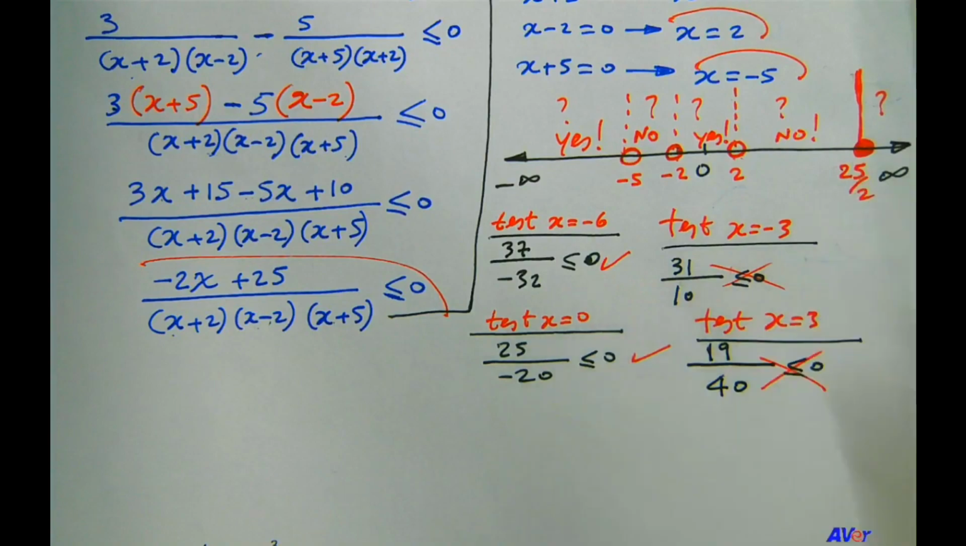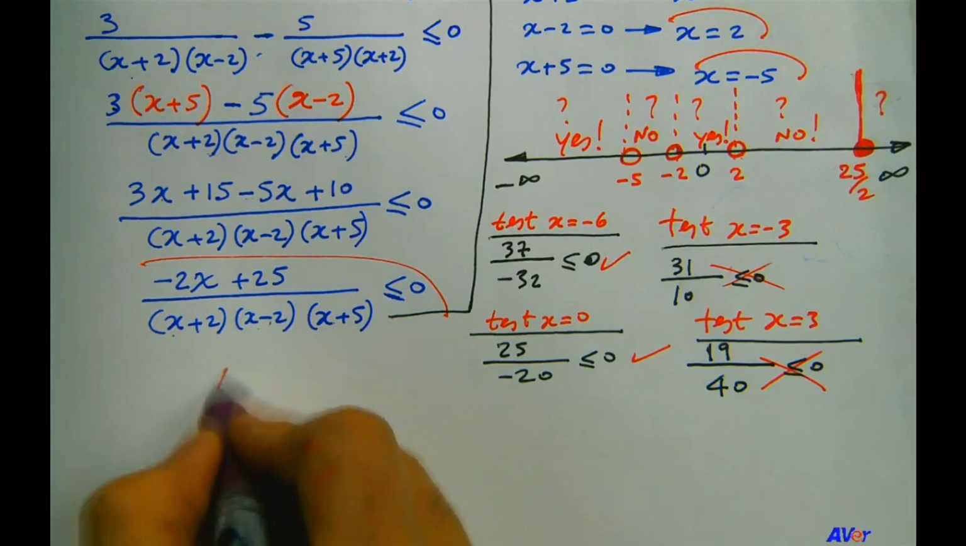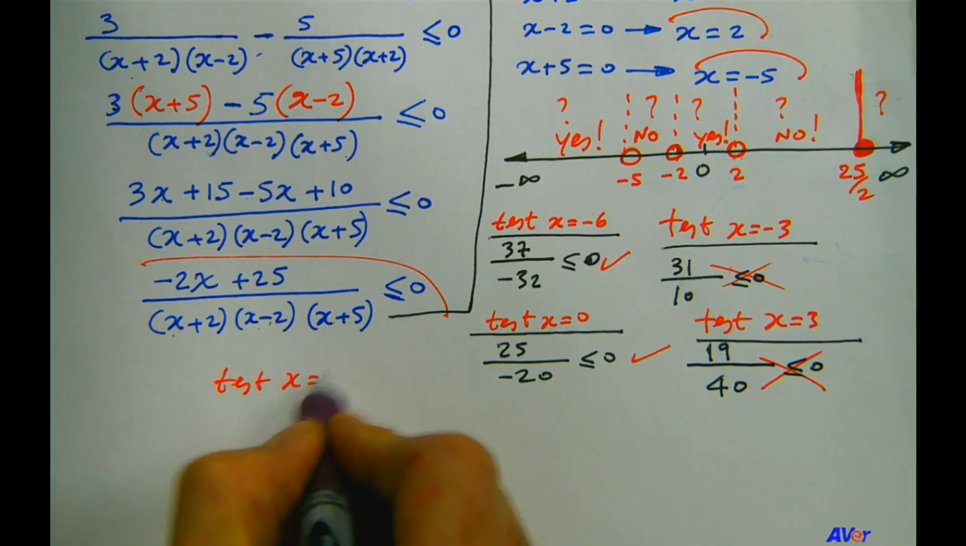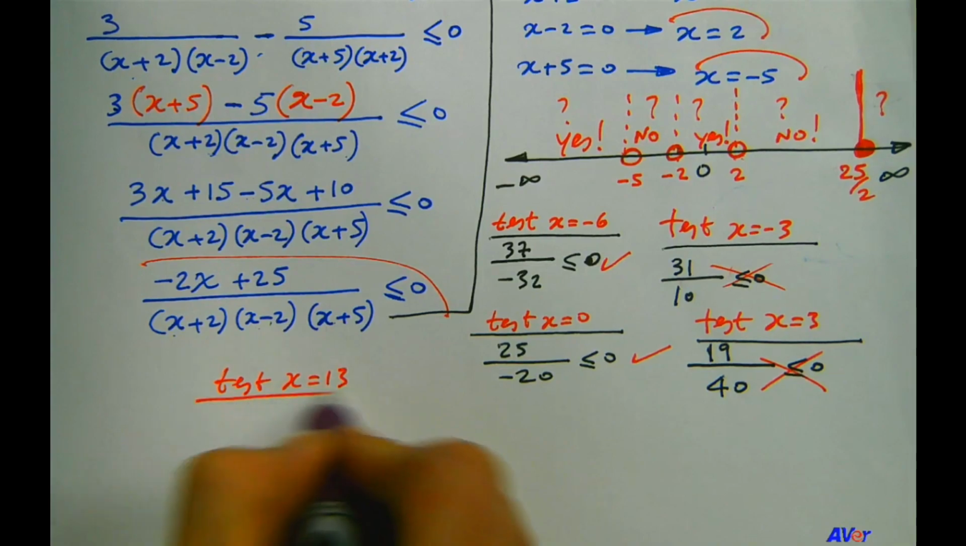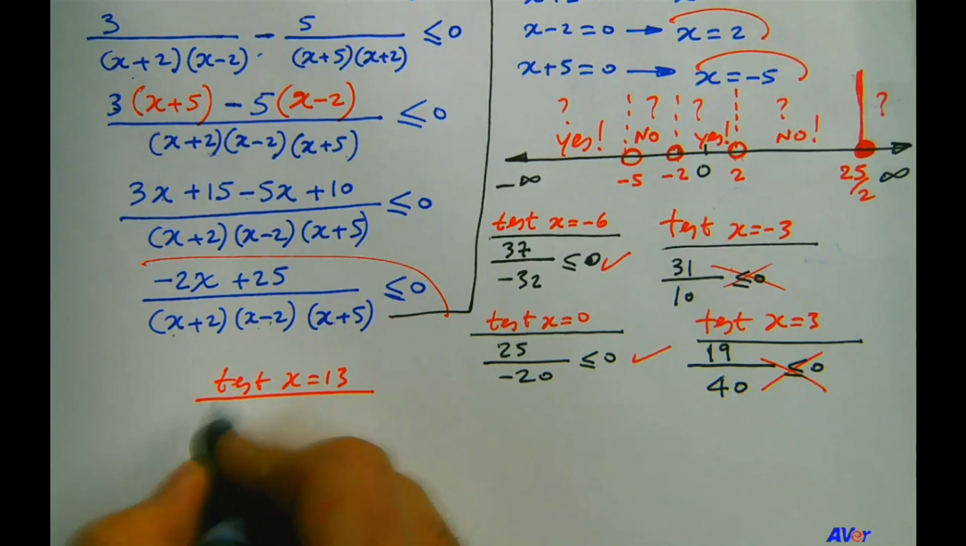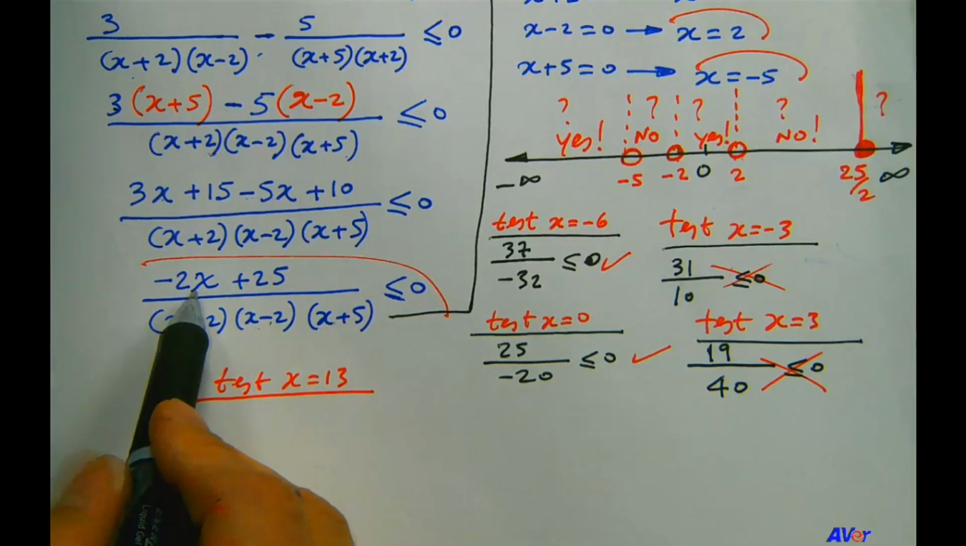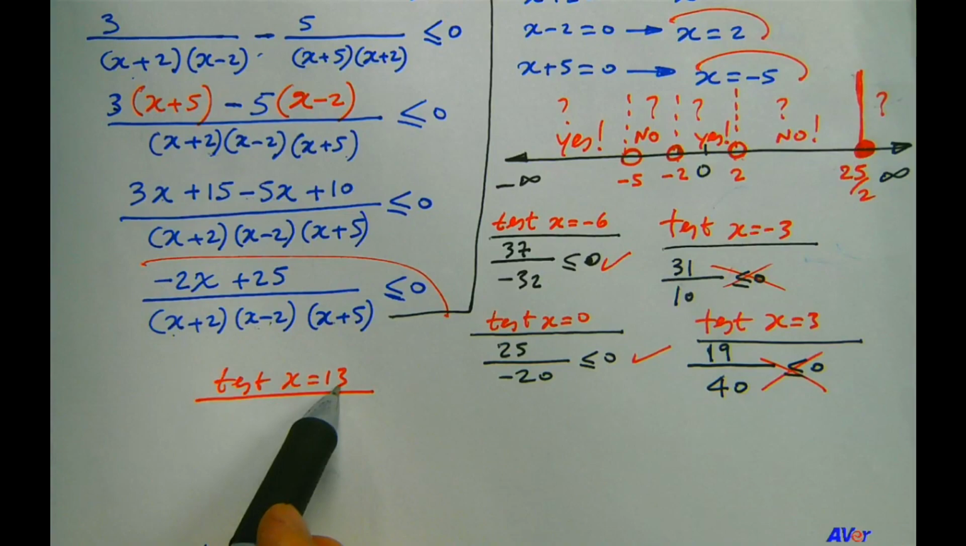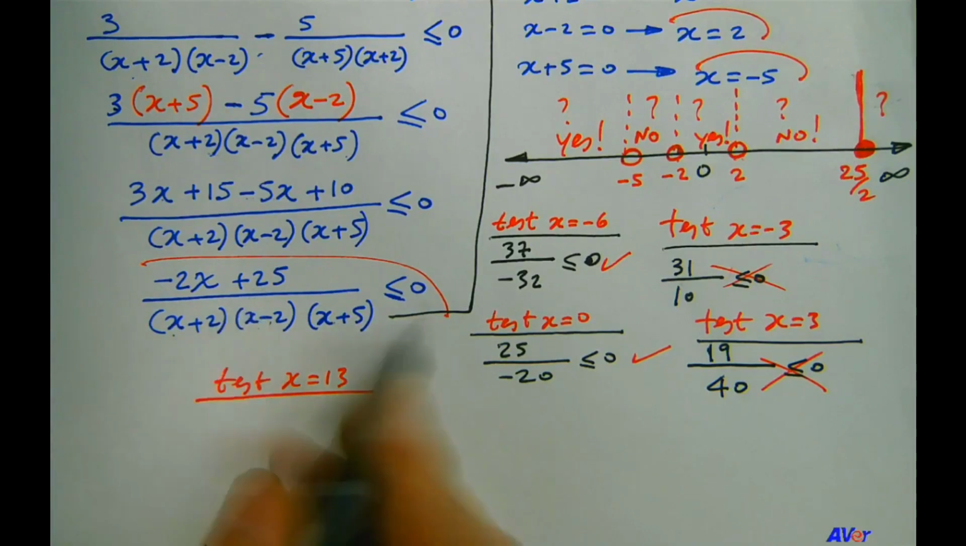So 25 over 2, we know it's part of the solution, but 25 over 2 is 12.5. So anything above that, let's pick an easy number, the easiest one. Test x equals 13. The other numbers are bigger, right? So I picked the smallest one. So in here, minus 2 times 13 is minus 26, plus 25, that's minus 1.